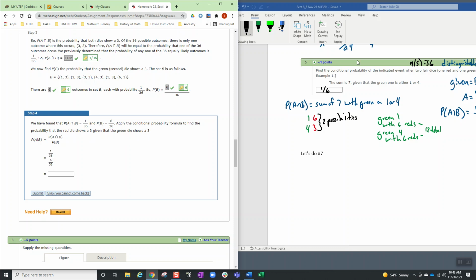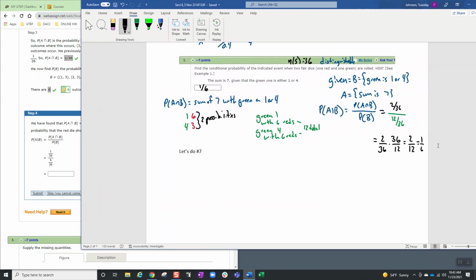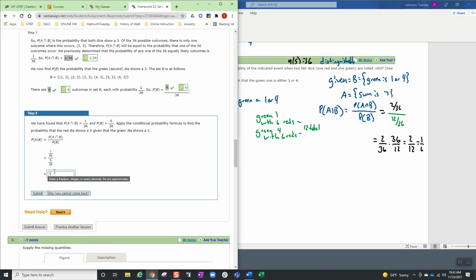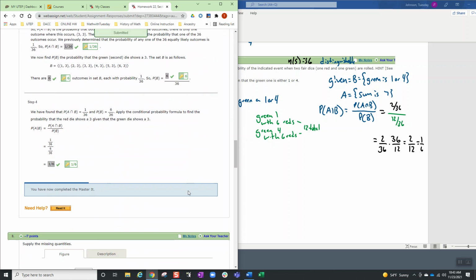Did you notice over here that both denominators are 36, so they end up canceling out? So my 36s are going to cancel out, and this answer is also 1/6. These answers are not always 1/6. It just so happens that two in a row were.